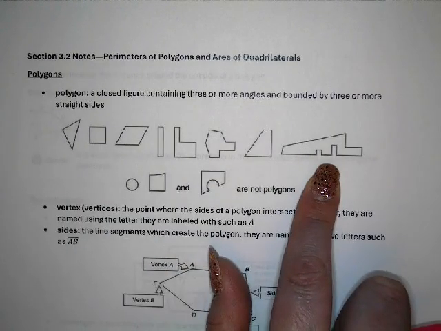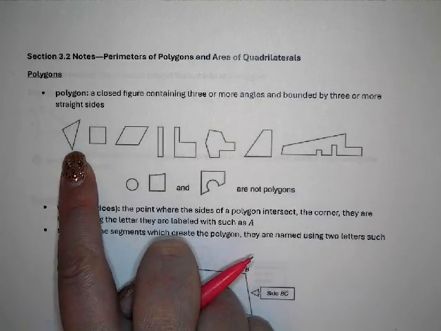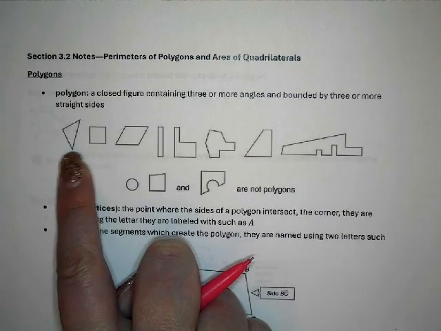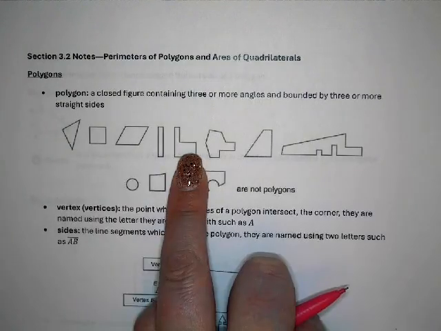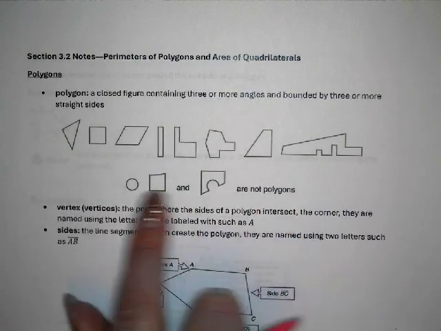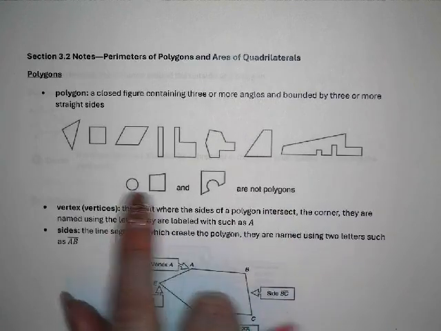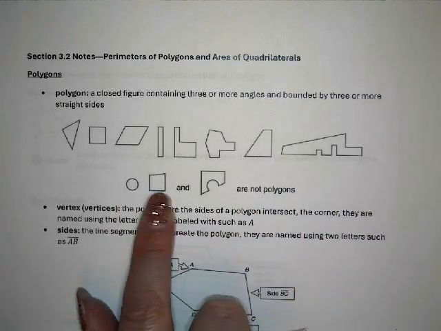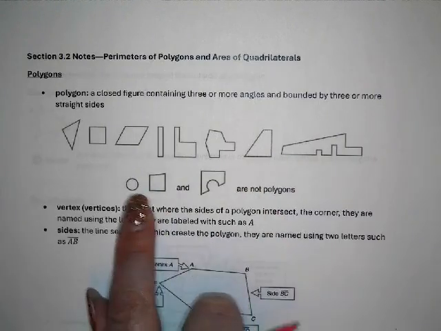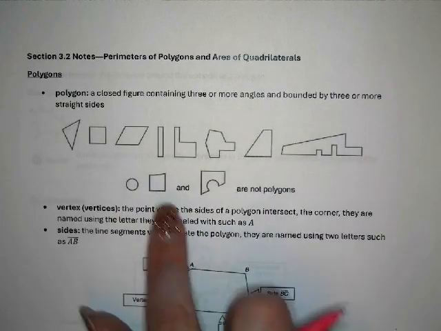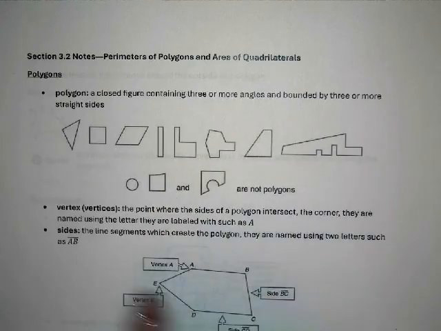You can see that they have 3 or more straight sides, not curved, and that they're closed figures, meaning there's no openings, and that they have 3 or more angles. And here we have some examples of non-polygons. These are not, they have curved sides. None of these have openings. They're all closed figures, but if we had one with an opening, that would be a problem as well.